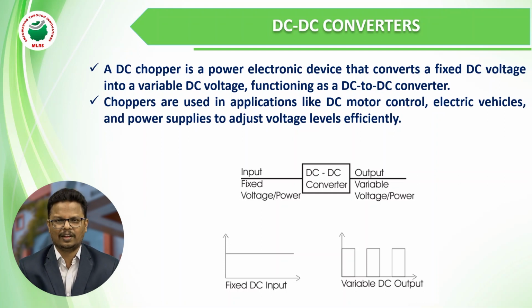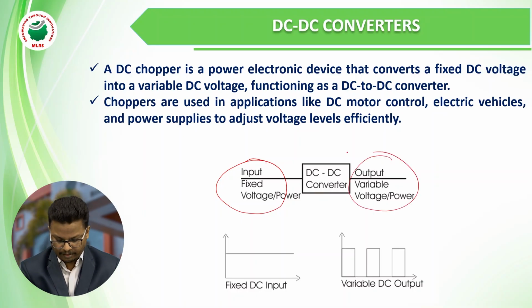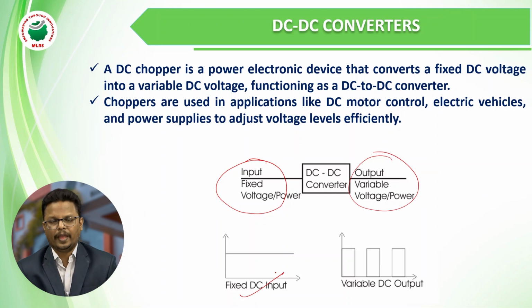Nowadays we are using electric vehicles. In these electric vehicles, we have batteries, and those batteries store DC power. So for conversion of voltage levels, we have to use DC to DC converters. Here we can see a block diagram. We have an input DC voltage or power, and by using the DC to DC converter, we can change the output voltage. Here we have a fixed DC input waveform, and the output waveform is a variable DC output. This is more important nowadays because we are using electric vehicles more and more.